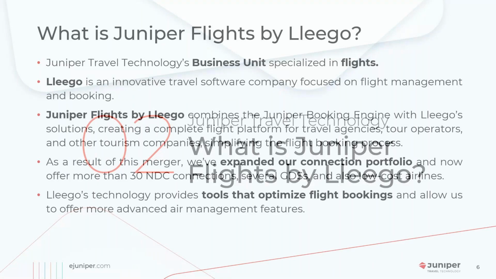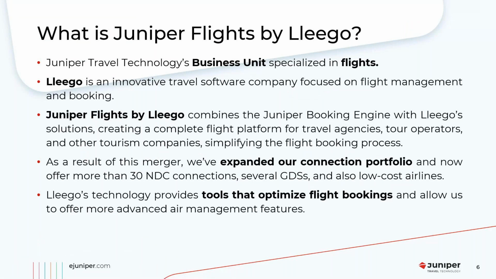Juniper Flights by Lleego is our business unit specialized in flights. Lleego is an innovative travel software company specializing in flight management and booking. And Juniper Flights by Lleego combines the Juniper booking engine with Lleego solutions, creating a complete flight distribution platform for travel agencies, tour operators, and other tourism companies, simplifying the flight booking process.